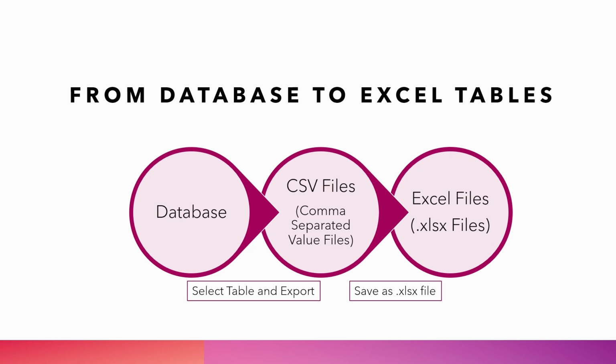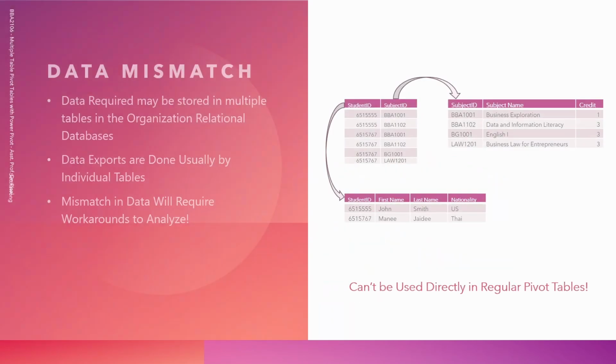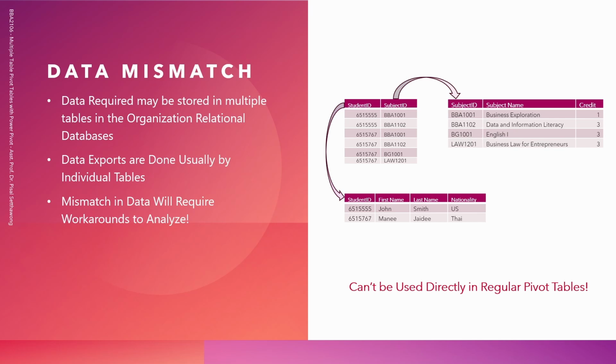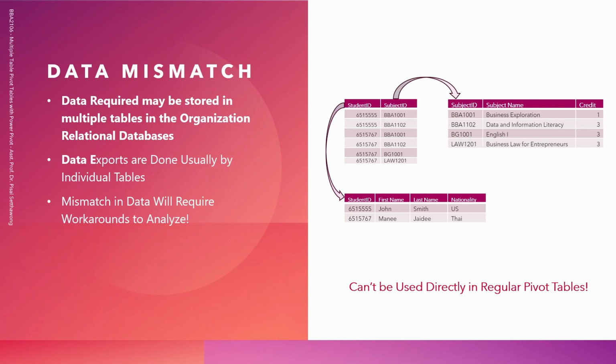And we can see that through the process of data normalization, the data that you need may be scattered into multiple tables. So we actually have this mismatch in which the data that you require in your query may be stored in multiple tables in your organizational relational database. And you have to see that each of these exports are done by individual tables, and the mismatch in the data will require workarounds to analyze. We cannot use multiple tables directly in regular pivot tables.